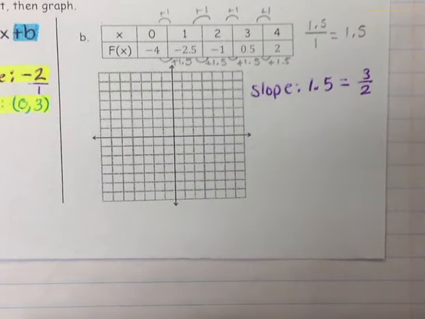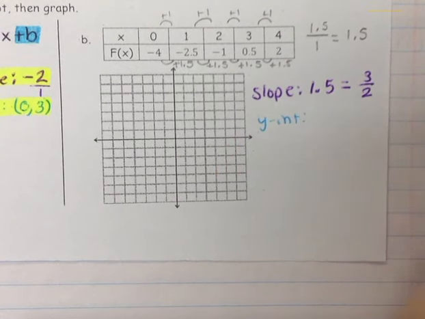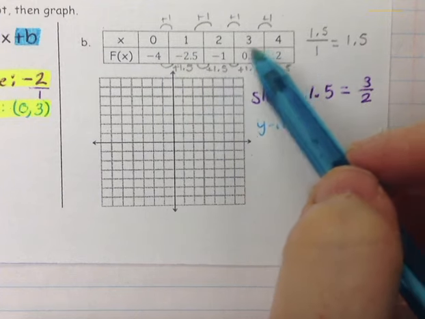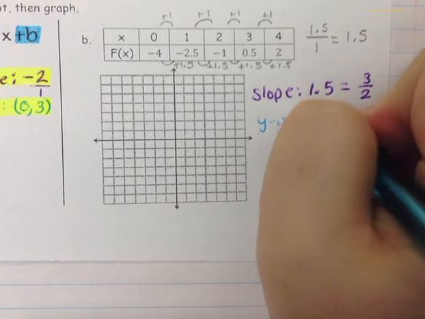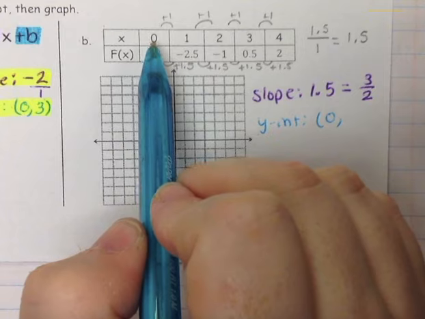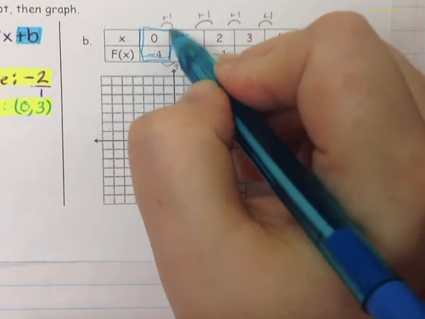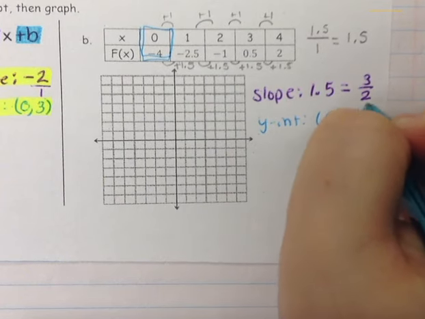Then we want to find our y-intercept. Since we're given coordinates, we want to look to see, is it possible to find our y-intercept already? The y-intercept is always a 0, a number. So if we go to our x's, we have a 0 already. That tells us that this has to be our y-intercept. So our y-intercept is at 0, -4.